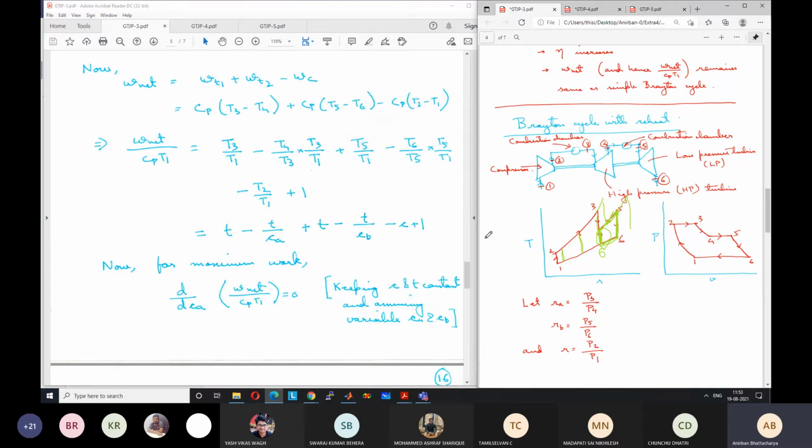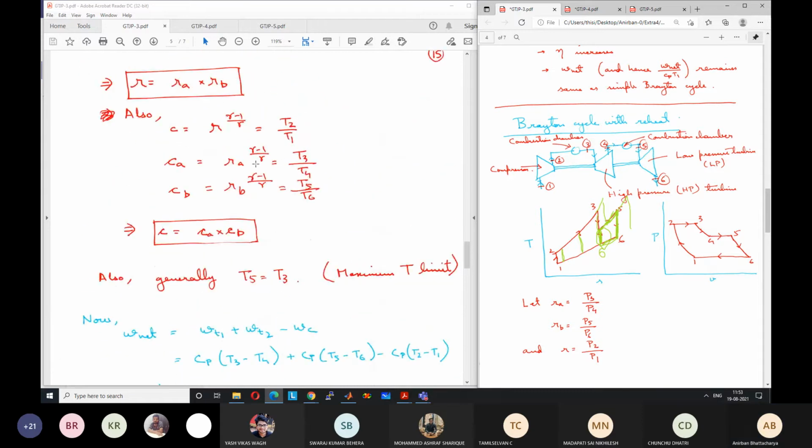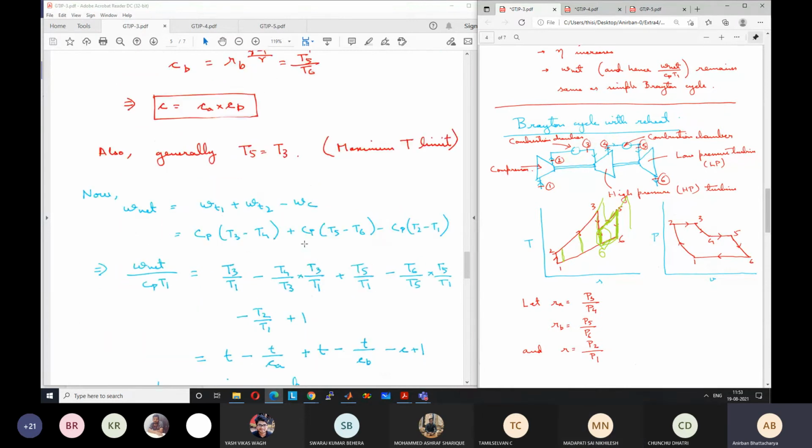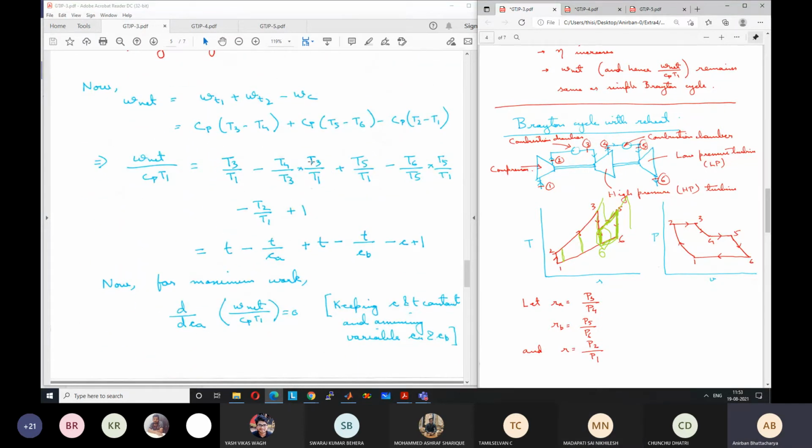So T3 by T1 by definition is the temperature ratio T, and T4 by T3 is equal to 1 by T3 by T4. T3 by T4 is rA to the power (gamma minus 1) by gamma, which is equal to CA. Okay, T3 by T4 is CA. So this becomes equal to 1 by CA into T3 by T1, so T by CA. Similarly, T5 by T1 is T, and T6 by T5 into T5 by T1 is T by CB, and so on.